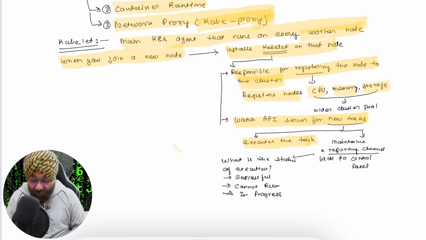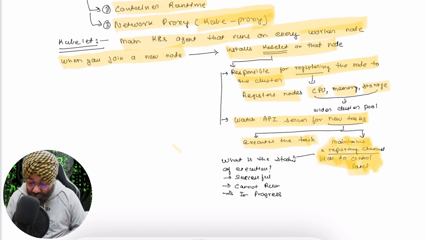And as already said, it maintains a reporting channel and keeps reporting back to the control plane about the progress of the task, whether it is successful, whether it cannot run the task or it is in progress, whatever the status is, it reports back to the control plane in the correct way. So this is also an important job of the kubelet. All these functions the kubelet does.